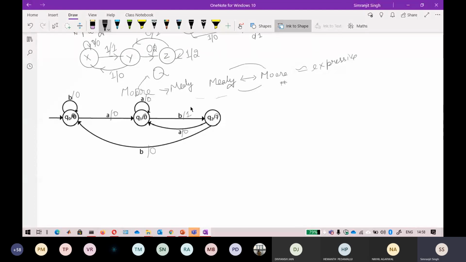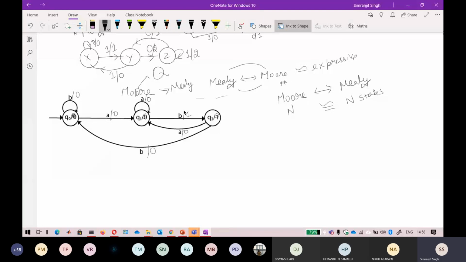I think most of you will get the same answer. Yes, everybody is getting the same answer. Converting from a Moore machine to a Mealy machine is a very simple task. Keep in mind that in conversion from Moore to Mealy, the number of states does not increase. If a Moore machine contains n states, the equivalent Mealy machine will also contain n states. This is the takeaway from this point.